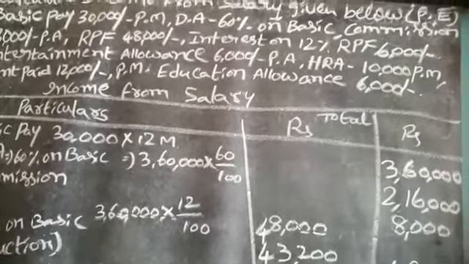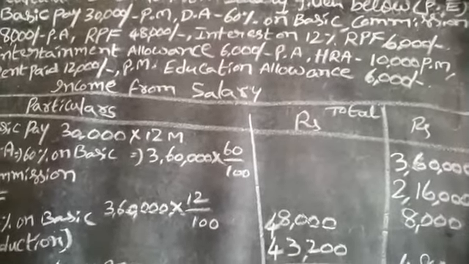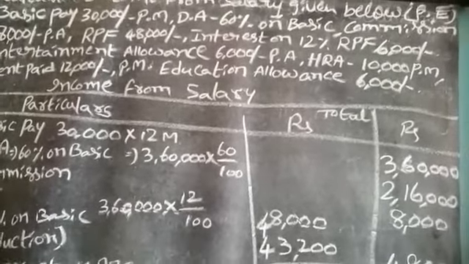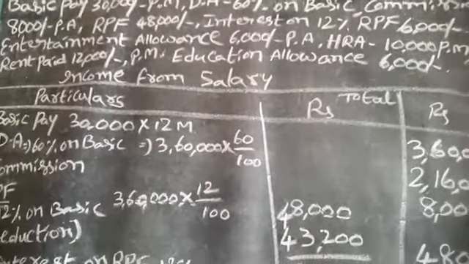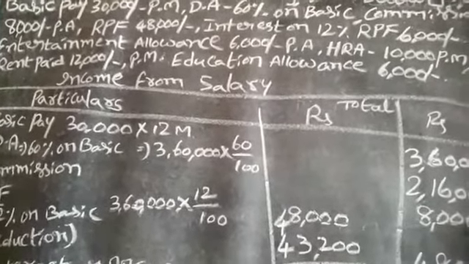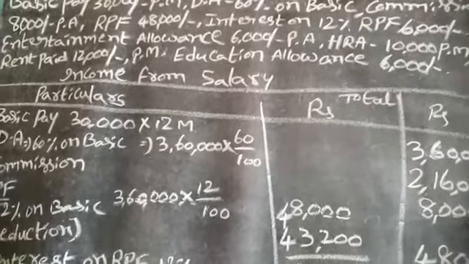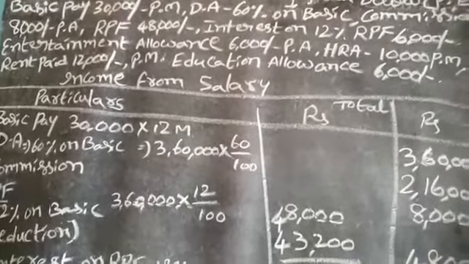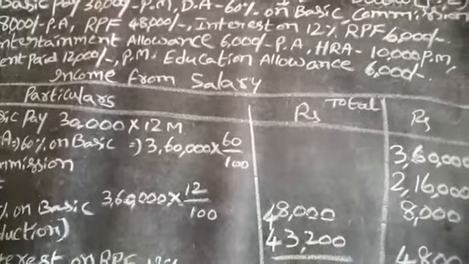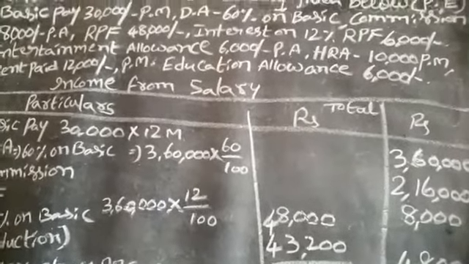RPF, Recognized Provident Fund, 48,000. Interest at 12%. RPF 6,000. Entertainment allowance 6,000 per annum. HRA 10,000 per month. Rent paid 12,000 per month. Education allowance 6,000. That is the problem.